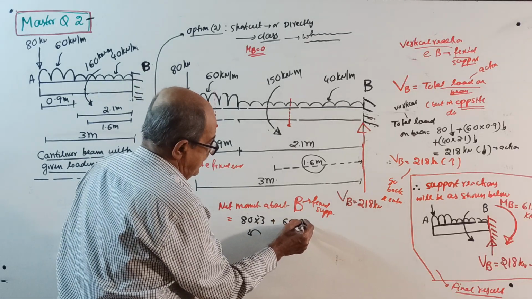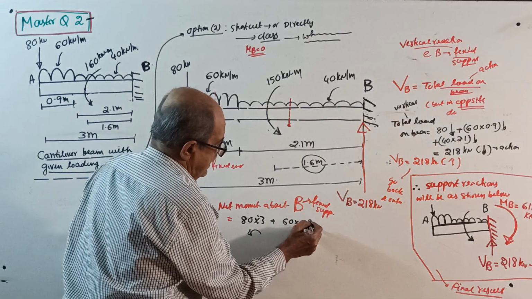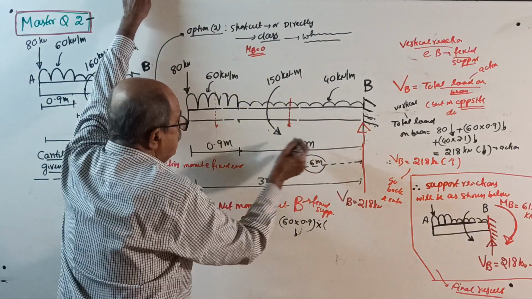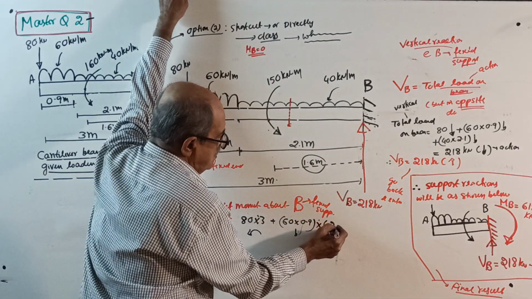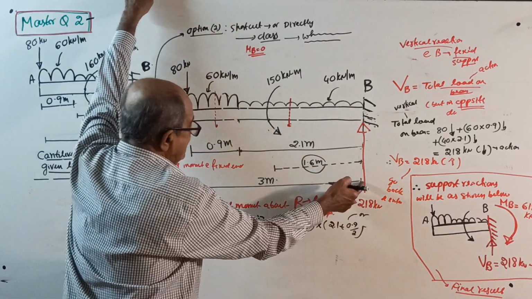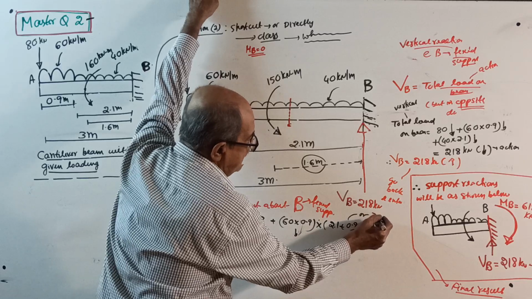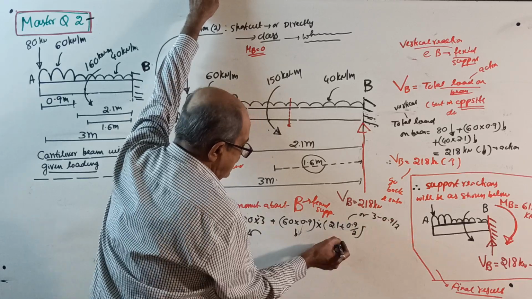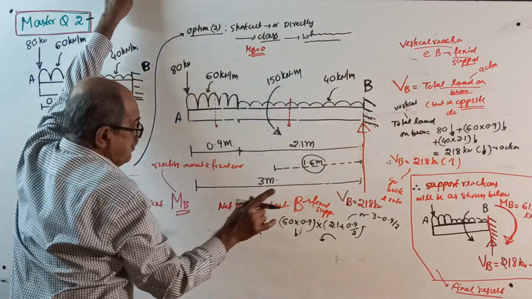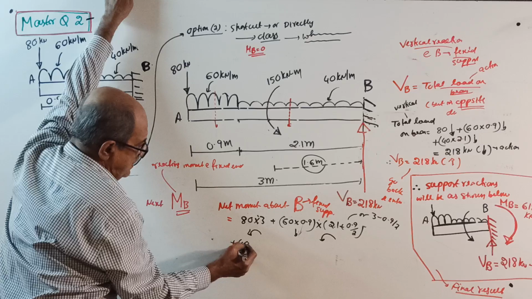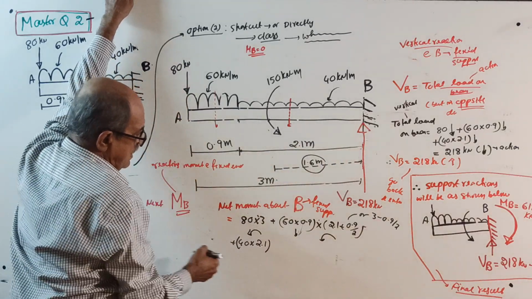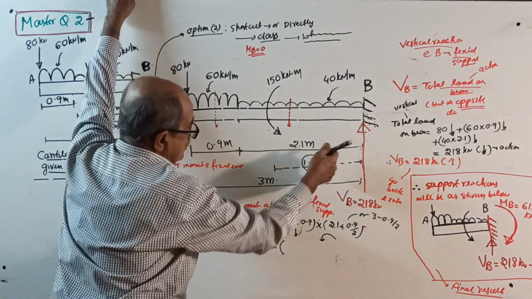60 into 0.9. 0.9 is the total load, into 2.1 plus 0.9 by 2. 2.1 plus 0.9 by 2, or you can write 3 minus 0.9 by 2. Anything. 3 minus 0.9 by 2. That also anti-clockwise. Then again no plus minus. 40 into 2.1, multiplied by 2.1 by 2.